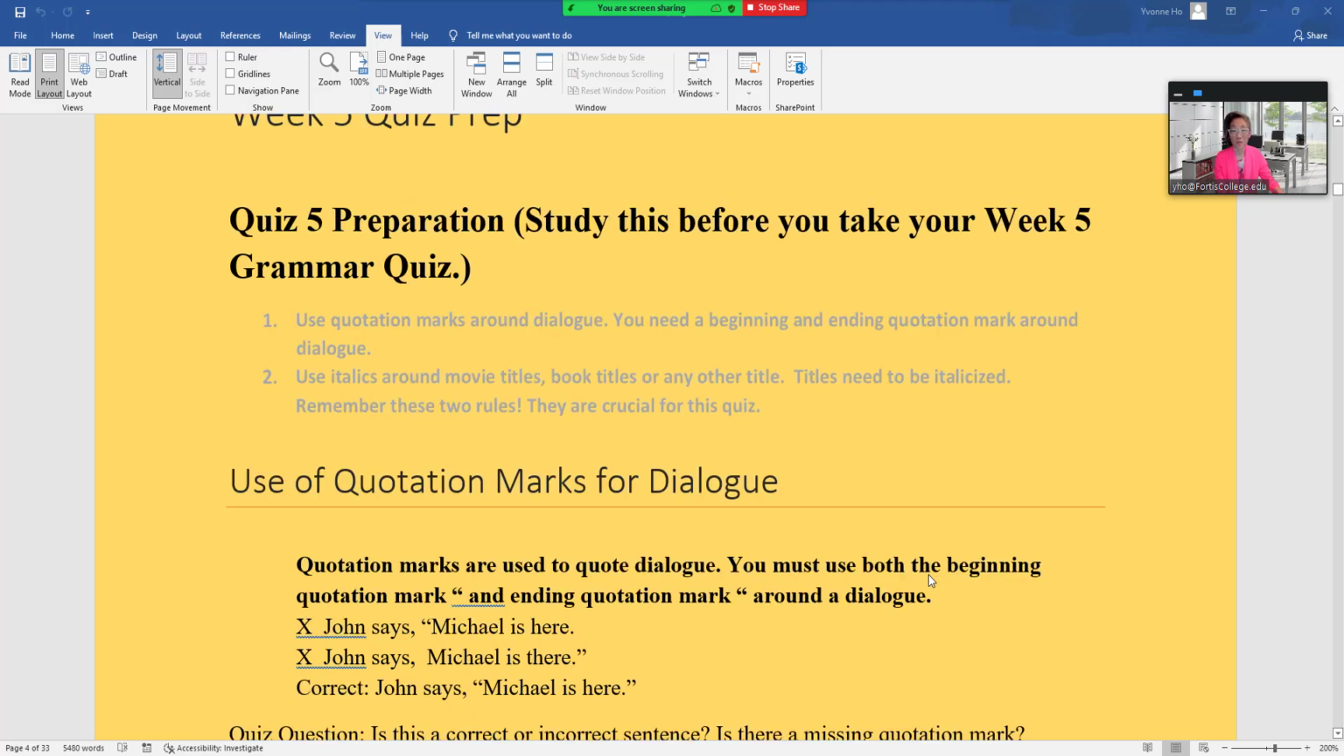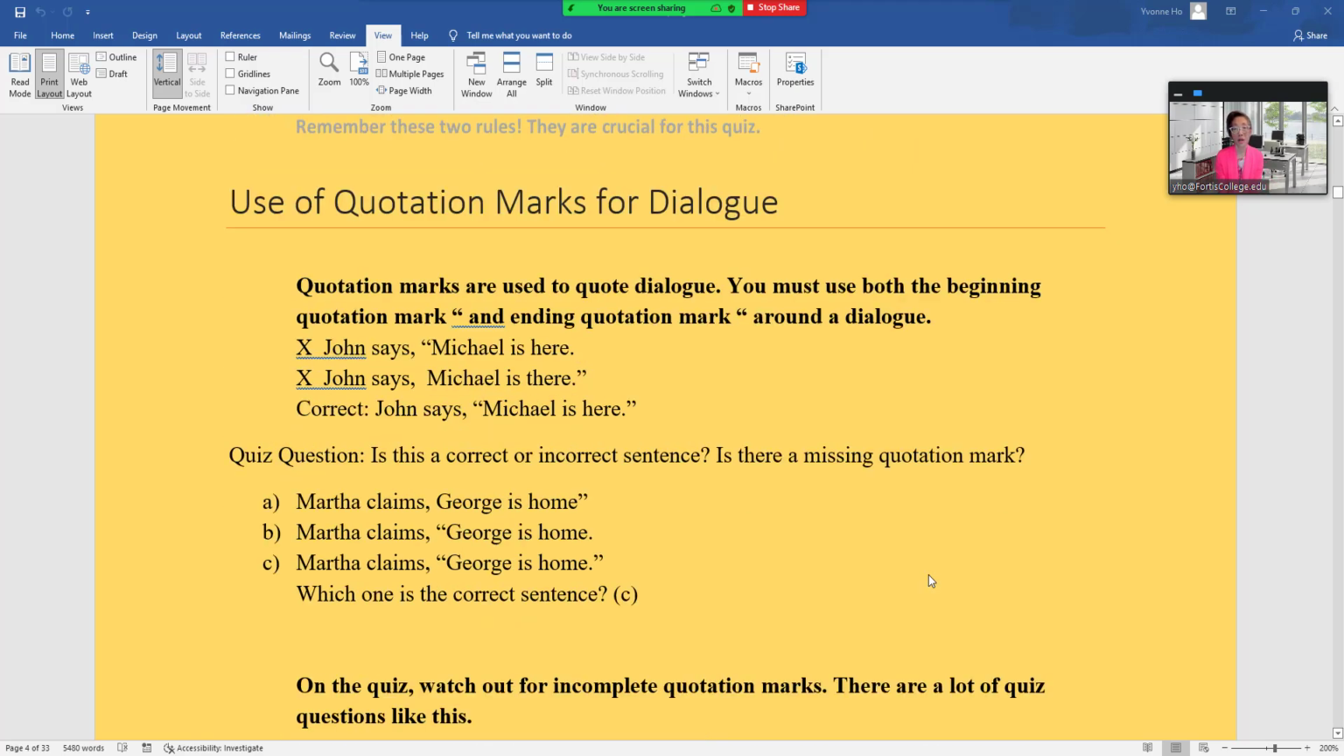Use of quotation marks for dialogue. Quotation marks are used to quote dialogue. You must use both the beginning quotation mark and ending quotation mark around a dialogue. So here, John says, "Michael is here." You're missing an ending quotation mark, so this is not a correct sentence. John says, Michael is here." You're missing a beginning quotation mark, so this sentence is not correct. John says, comma, "Michael is here." You have a beginning quotation mark, an ending quotation mark, and a period. So this is correct.